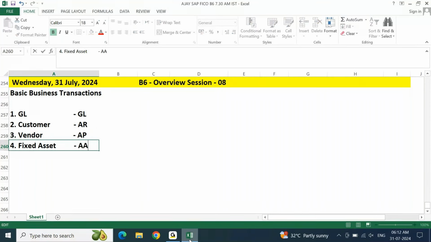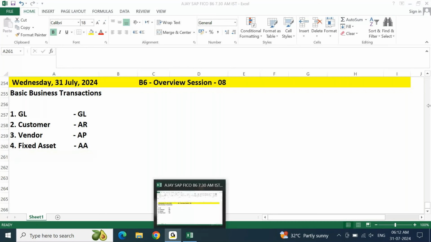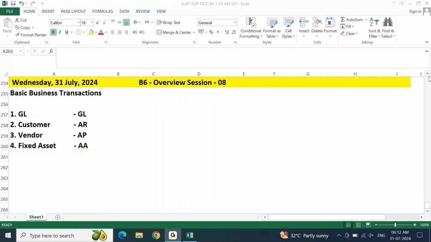Asset accounting is all about AA, asset accounting. Alright, these are the four modules: GL, AP, AR, asset accounting. Based on these four modules only, whatever you do in SAP is dependent. Whatever entries we record in SAP FICO are completely based on these four account groups: GL, AP, AR, and asset accounting. When you're talking about GL, for the time being, let us put a question mark here.